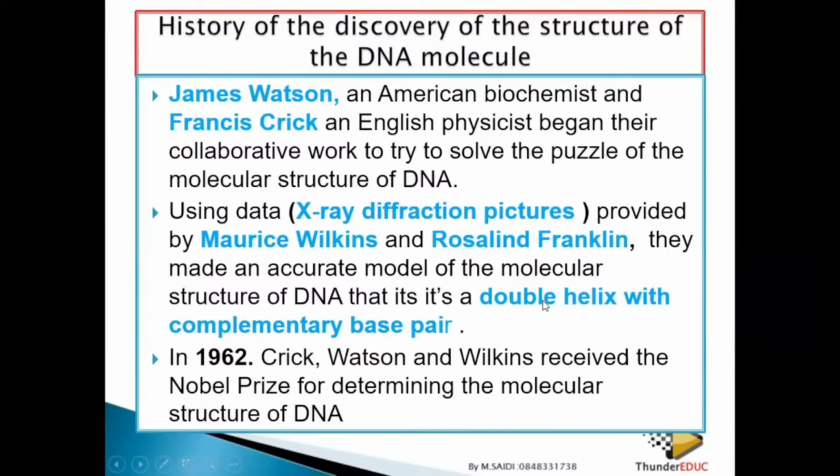There are two strands, so it forms a double, and these strands twist around because it is in a wave form. Yes, it forms a helical. Because there are two strands, or two helicals, it forms what we call a double helix. And so we say that DNA is a double helix with complementary base pairs.